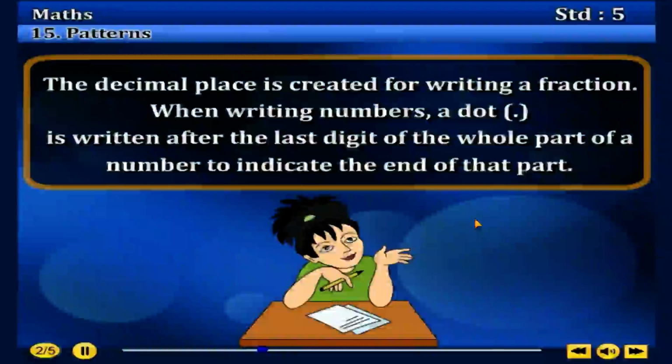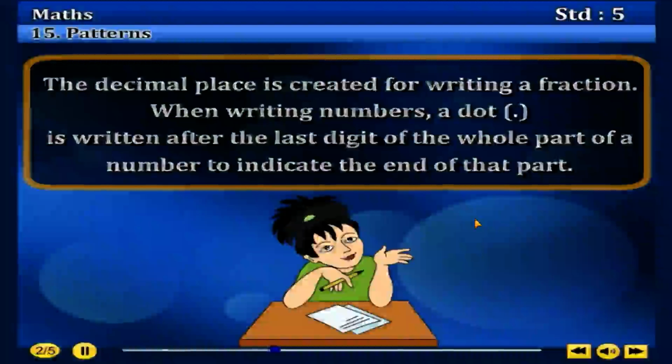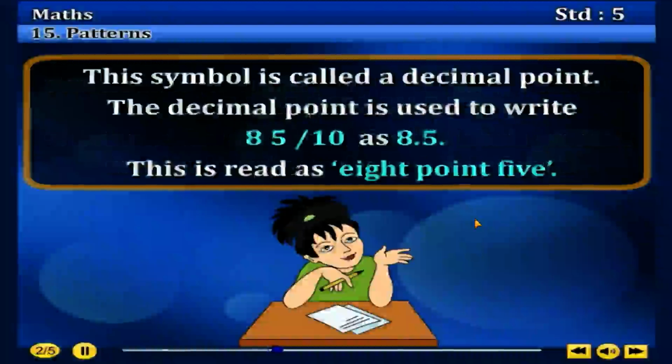When writing numbers, a dot is written after the last digit of the whole part of a number to indicate the end of that part. This symbol is called a decimal point. The decimal point is used to write 8, 5 by 10 as 8.5. This is read as 8.5.